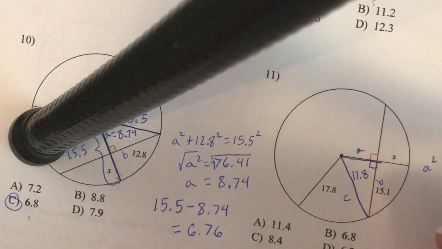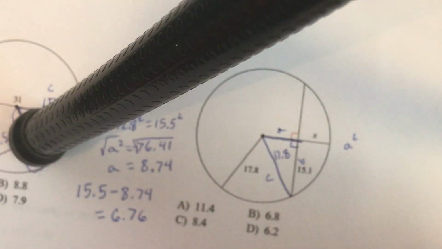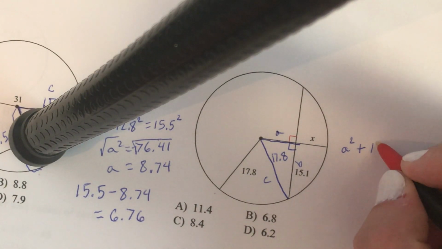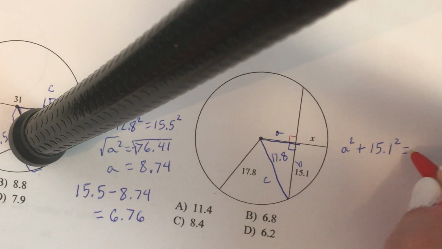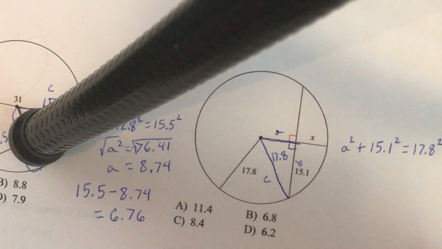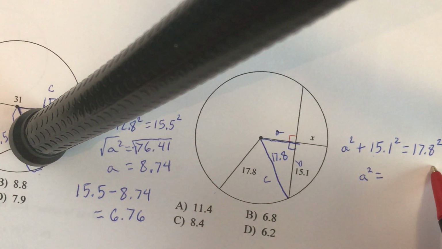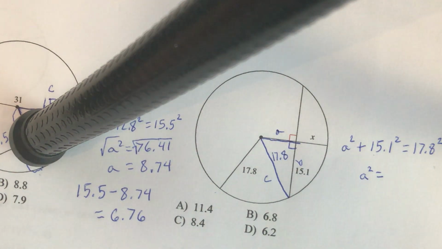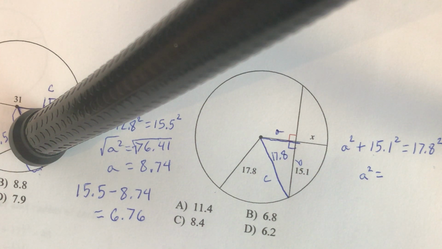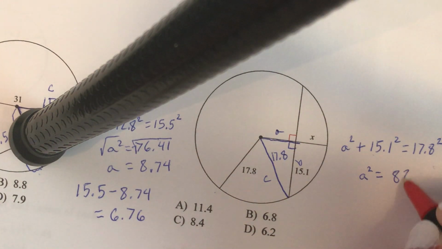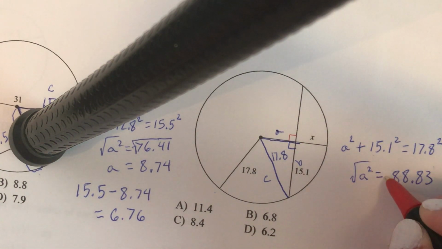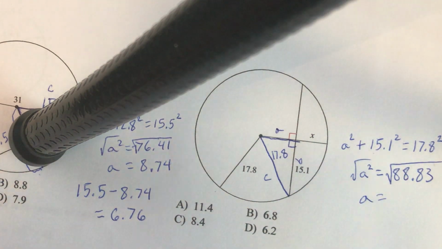So A squared, oh, y'all need to be able to see this. A squared plus B squared, which is 15.1, equals 17.8 squared. Then A squared would equal, I'm going to subtract these two and do that part in my calculator. So I'll do 17.8 squared minus 15.1 squared, and then I get 88.83. Then I'll take the square root of either side, and so A is equal to 9.42.